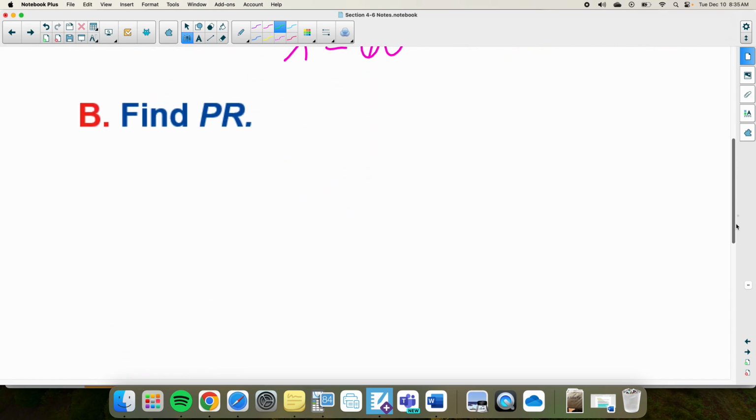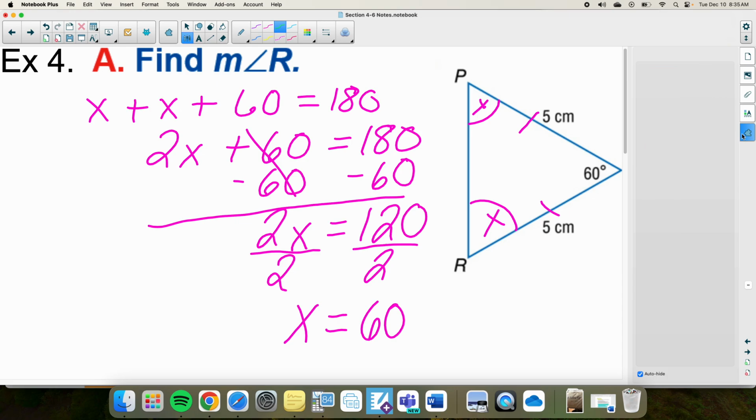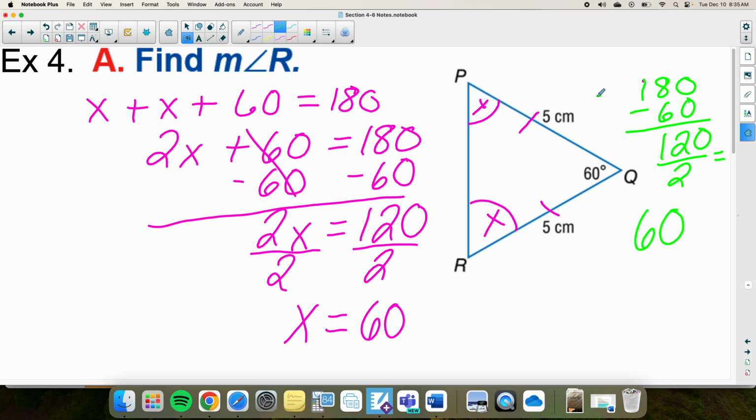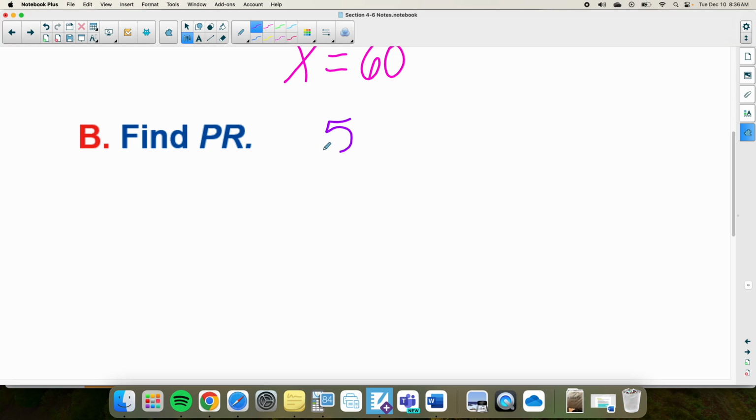Okay? Now it says find PR. Okay? So what we just found is that this is 60 and this is 60. If the three angles are 60, what does that tell us about the three sides? They're all equal. So if this one's 5 and this one's 5, isn't this one 5? Right? So down here, this is 5 centimeters.